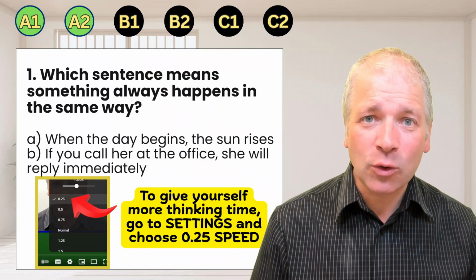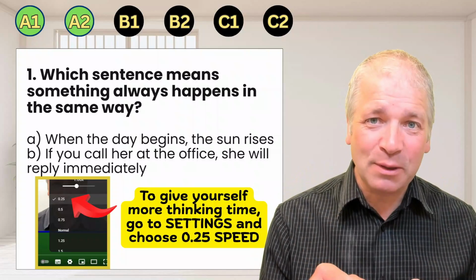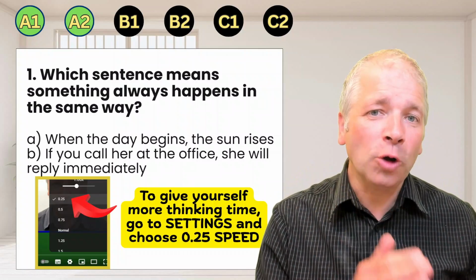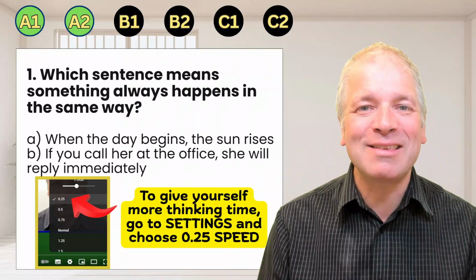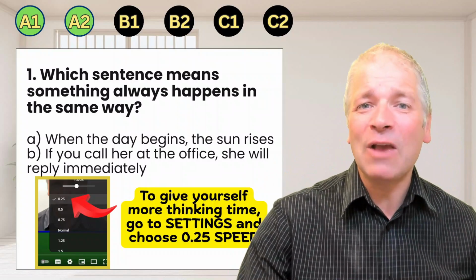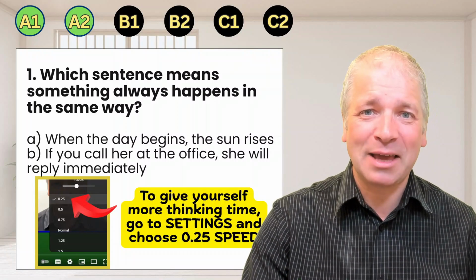Now, I'm going to give you 5 seconds to think of your answer, but if you need more time, you can do this. Go to Settings at the bottom of this screen and choose 0.25 speed, and your 5 seconds will become 20 seconds. So do that now if you think you'll need more time to answer. But here come your 5 seconds.